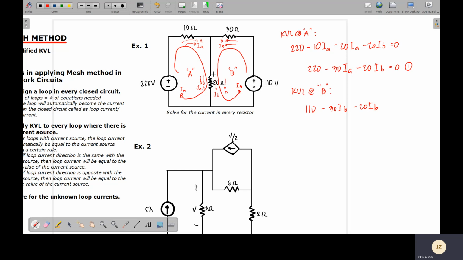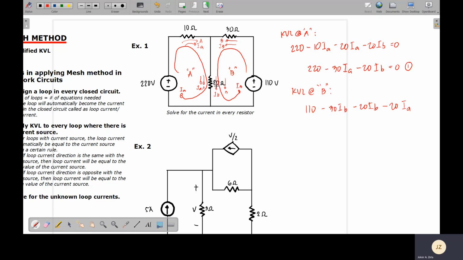Now, with respect to loop B, if you're going to apply KVL, you have to include all voltages. We are finished with the voltage due to IB, but we're not yet finished with the voltage due to IA. Take note that loop B has a direction going down, and IA also has a direction going down. Therefore, the other voltage for the 20 ohm resistor due to IA will be negative 20 IA.